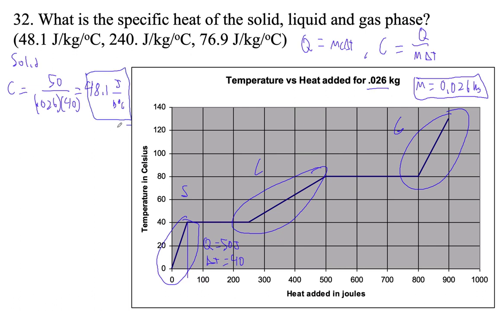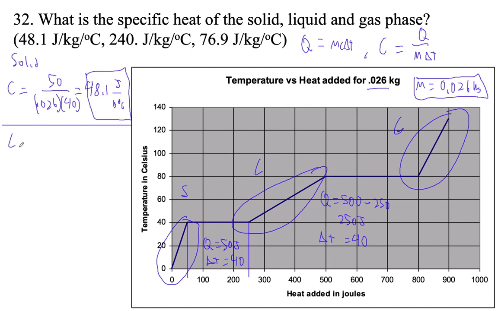All right, now let's look at the liquid. So for the liquid here, the heat that flows in, it starts here, right? And it ends here. So I'm going to say that the heat that flows in, Q, is going to be 500 minus 250. That is 250, right? The change in temperature is from 40 to 80, so that's also 40, right? Okay. So notice if the line is less steep, that means it's harder to heat it up, right? So it's got a bigger heat capacity as a liquid.